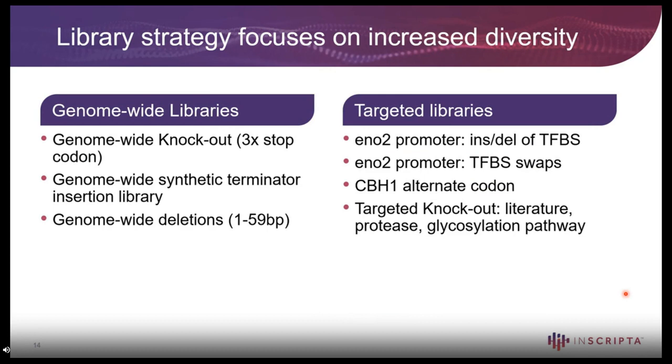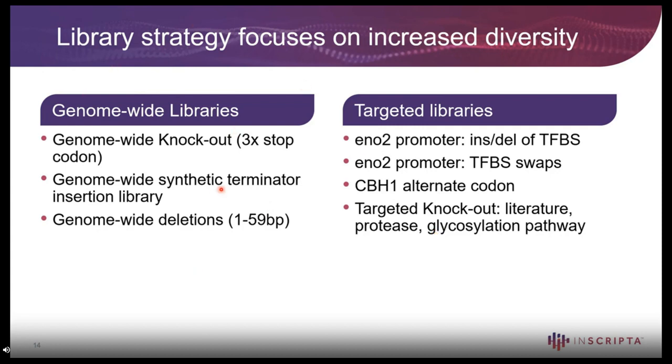Okay, so now we needed to come out with what type of libraries and what concepts do we want to test to try to improve CBH1 expression. And it kind of broke down into two different categories. So we had genome-wide libraries. So this is basically targeting everywhere in the genome. And then we had targeted libraries that were targeting either the CBH1 expression cassette or targeting certain genes that we thought might be important for CBH1 expression.